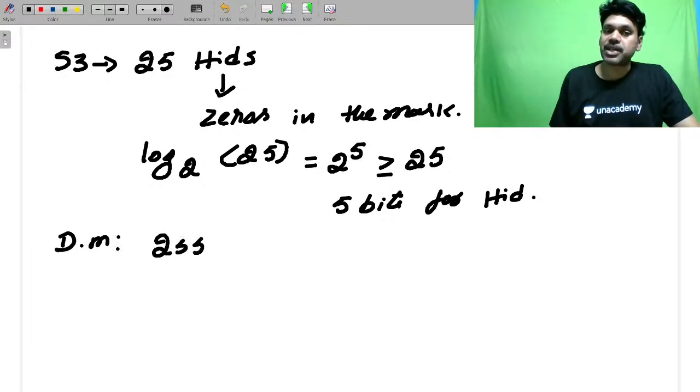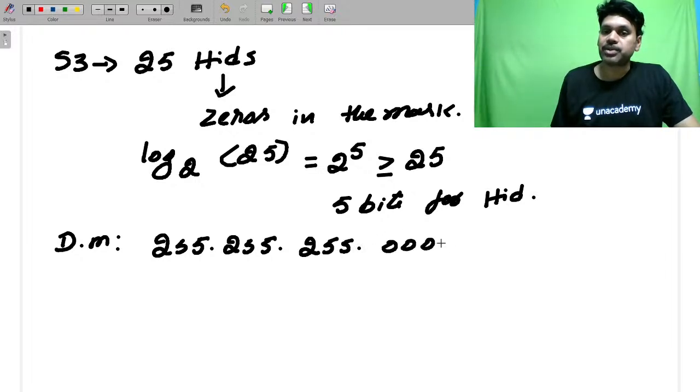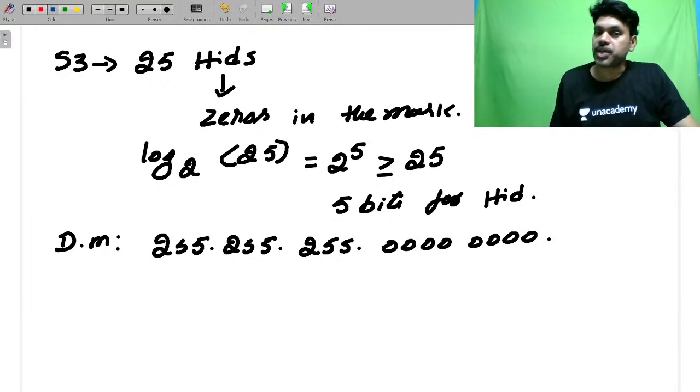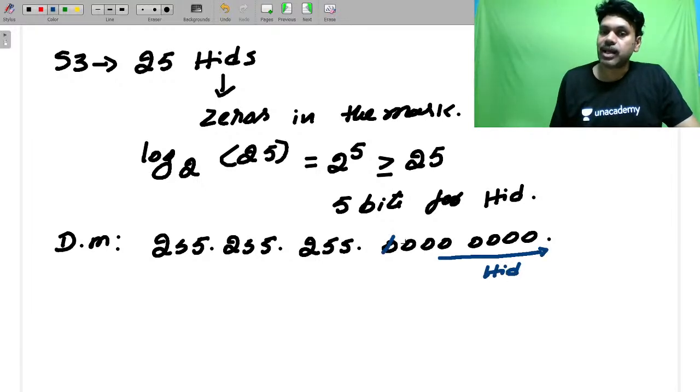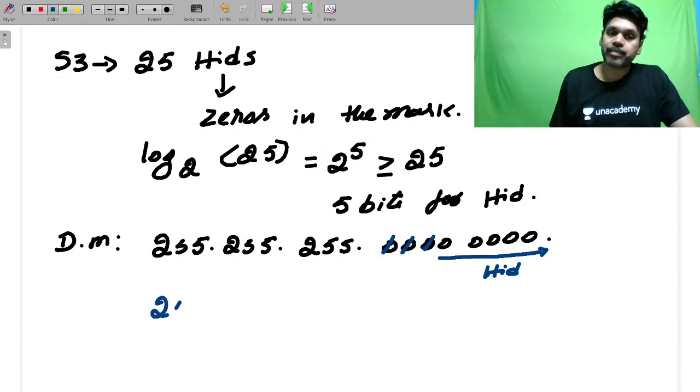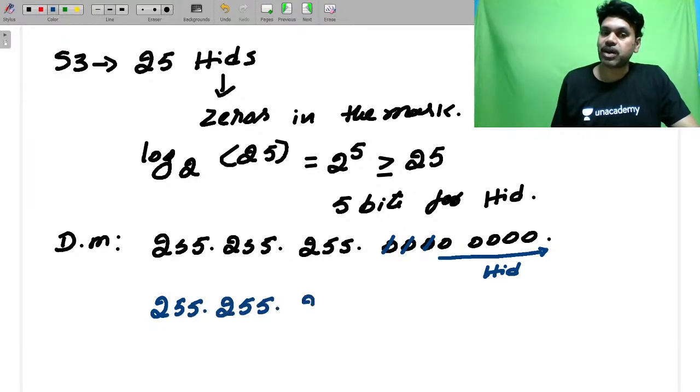Your default mask is 255.255.255 and which consists of 1, 2, 3, 4, 5, 6, 7, 8. And now you tell me how many bits are reserved for HID? 5. This is your HID reserved and the remaining are going to be ones. So what is your new mask? Your new mask is 255.255.255.224.